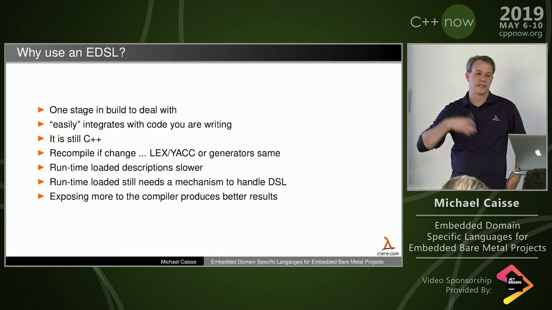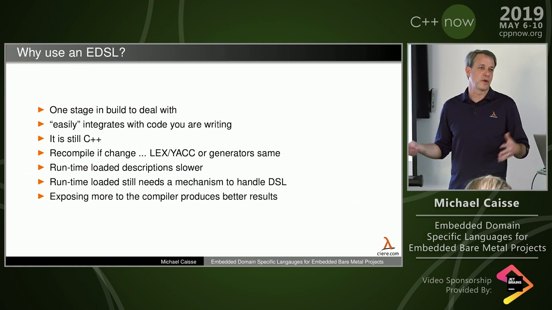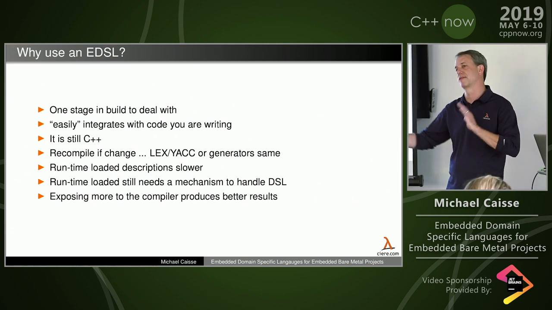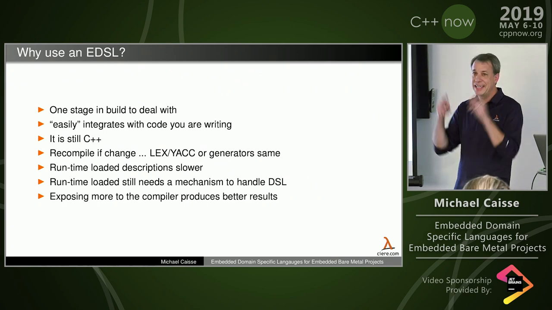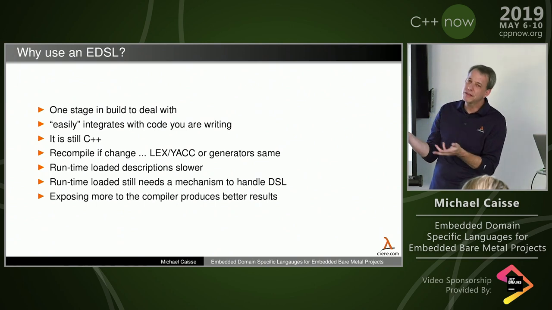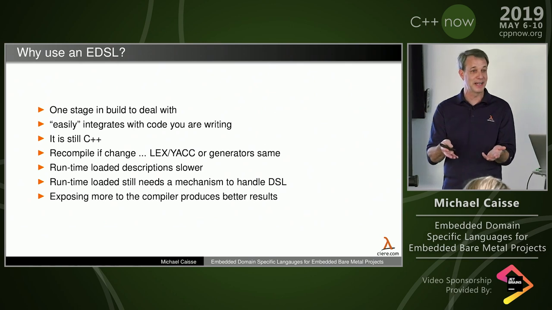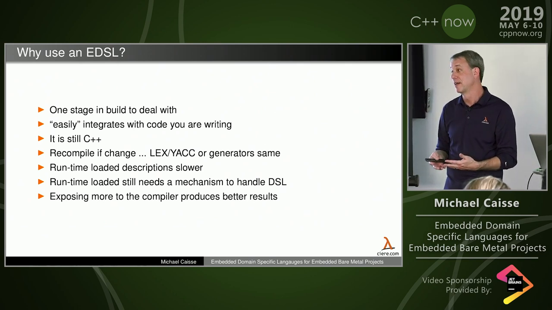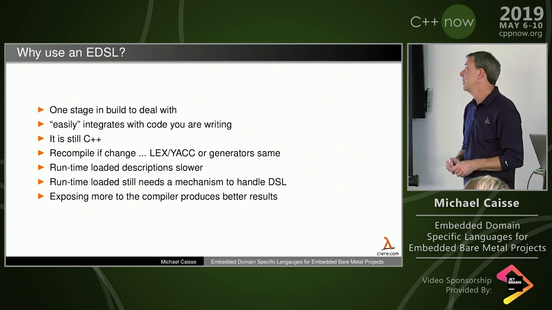There are lots of reasons. One is that there's only a single stage that you have to worry about building. You don't have Lex and Yacc or something else running that's then generating code and then bringing it in. It easily integrates because it's already C++. It doesn't look like C++, but that's the whole idea. It looks like some embedded domain language, but it's just C++. And as a result, it embeds nicely with whatever you're trying to do.